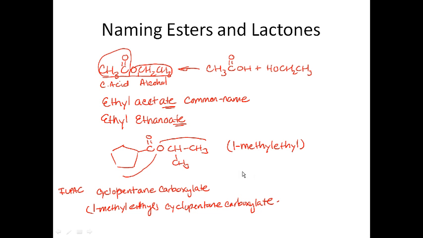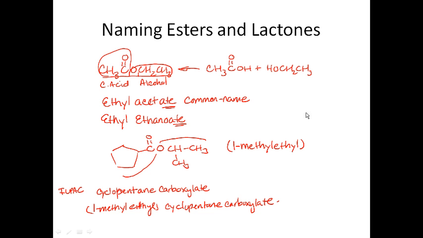Right. So we always name the alcohol part and then the acid part, using the same rules as we would use for acids, except we would add the ATE suffix instead of the ic for that. Instead of the carboxylic acid, it'd be a carboxylate.